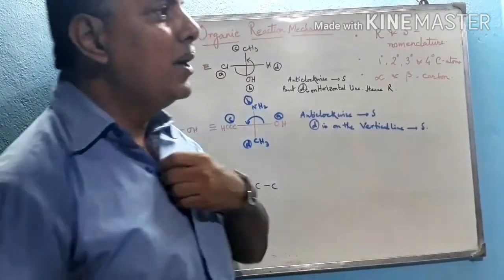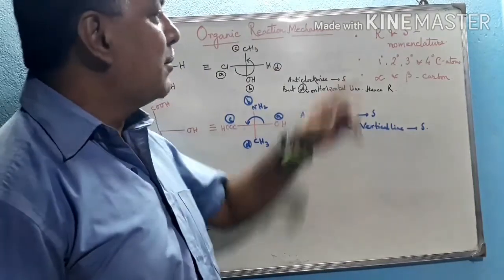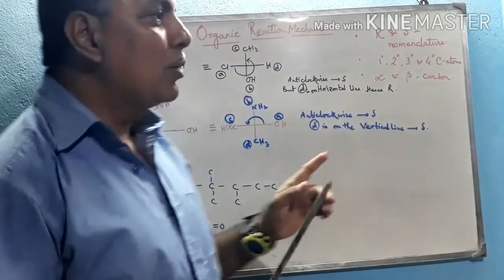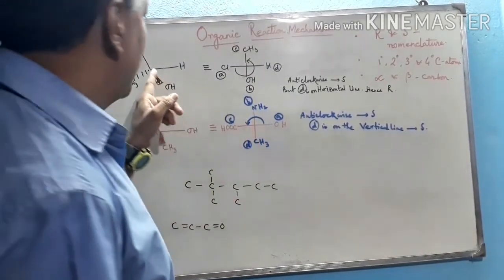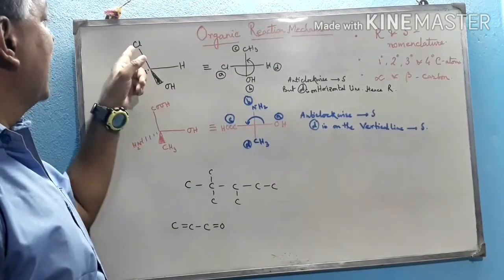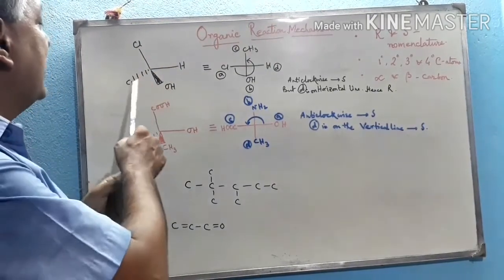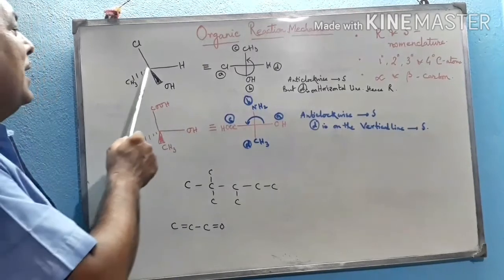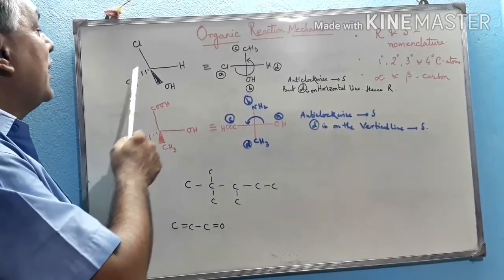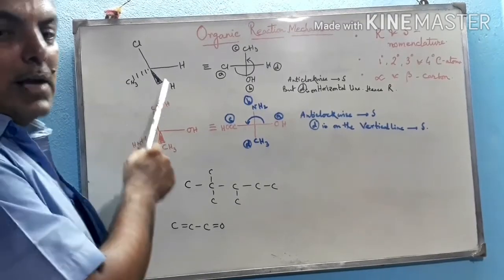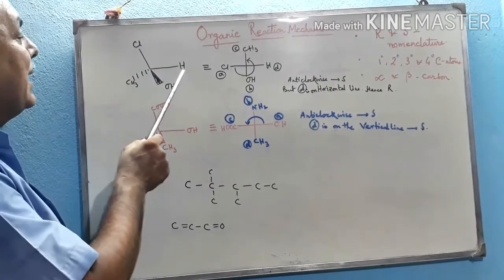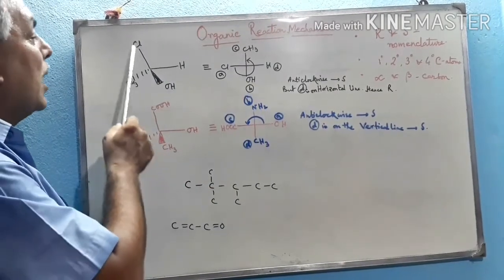In our previous video, we have already discussed how we can assign either R or S to a particular chiral compound or optically active compound. See this, here the compound is, this is the chiral center carbon, Cl, H, this is the CH3, this is the OH. So actually, this is a two carbon system, 1-chloroethanol.